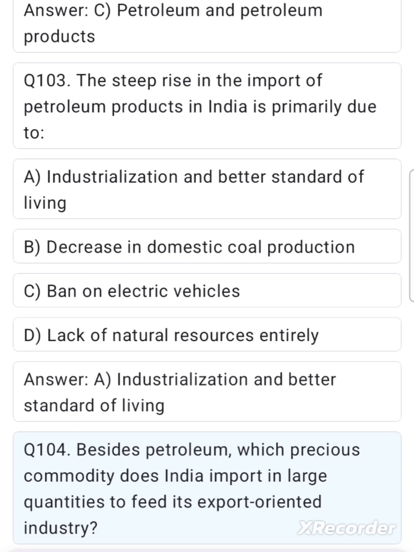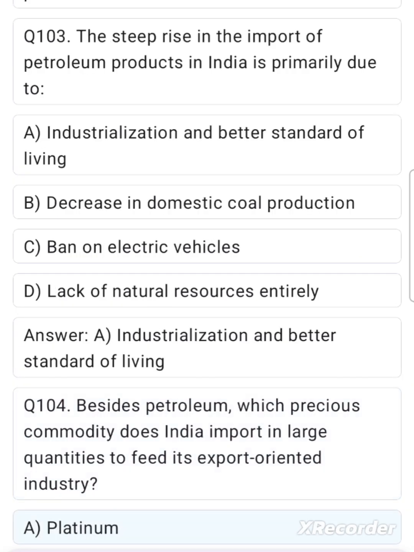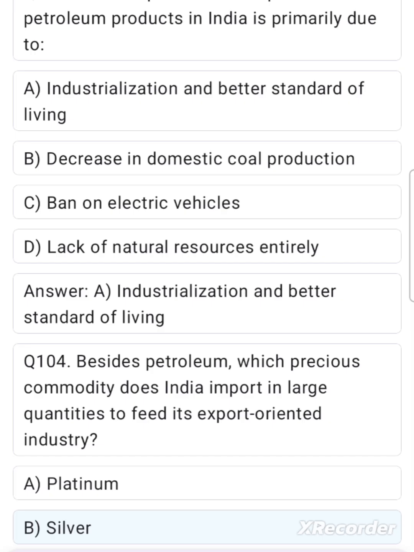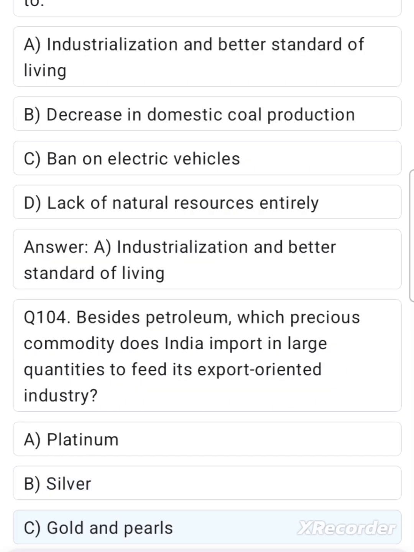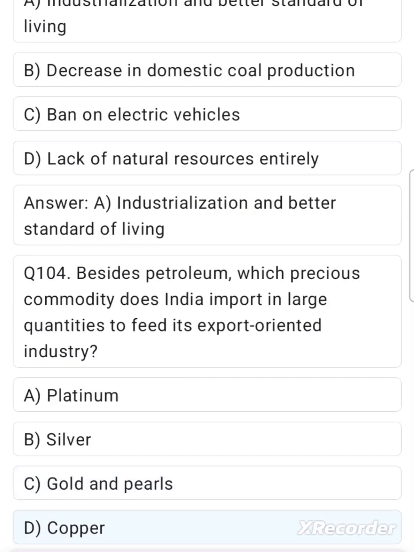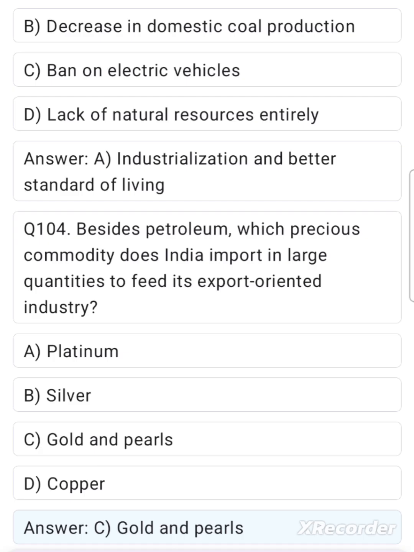Q104. Besides petroleum, which precious commodity does India import in large quantities to feed its export-oriented industry? A. Platinum. B. Silver. C. Gold and pearls. D. Copper. Answer C. Gold and pearls.